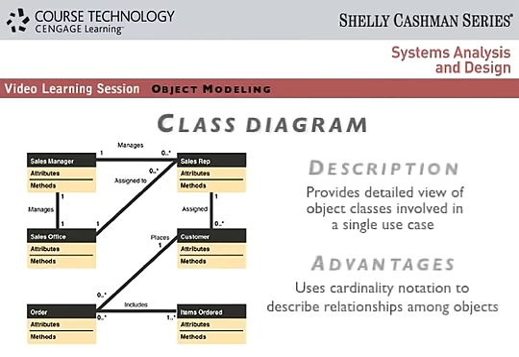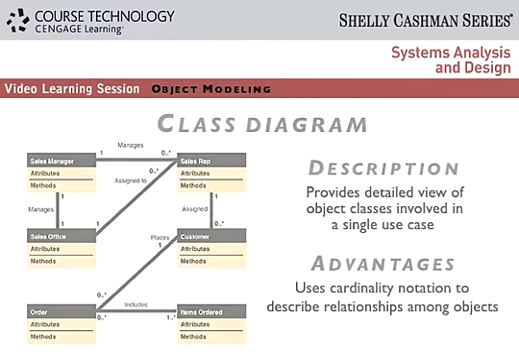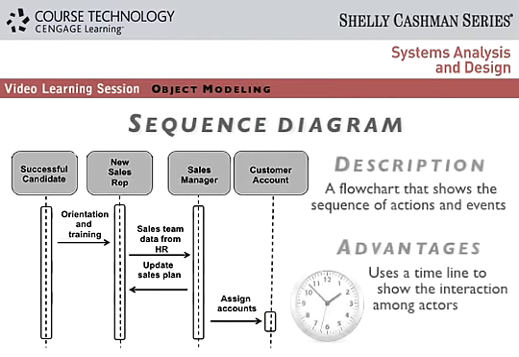Let's view the class diagram again. Now you can see how it uses cardinality notation to describe relationships among the objects. A sequence diagram is like a flowchart that shows the actions and events. It uses a timeline to show the interaction among actors.